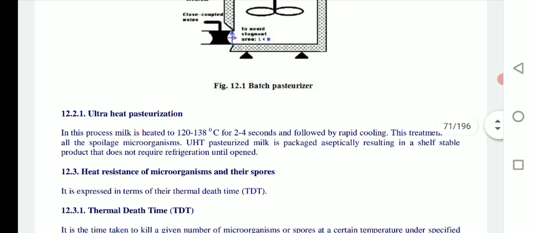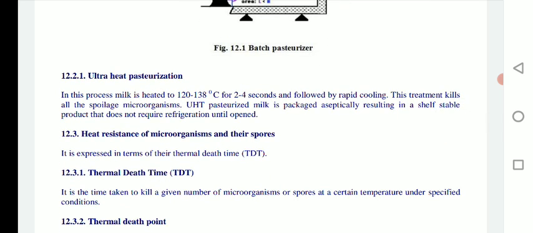Now we see ultra high temperature pasteurization. In this process, milk is heated at 120 to 138 degrees Celsius for 2 to 4 seconds, followed by rapid cooling. This is how pasteurization is achieved, retaining the original quality of milk. So it is again a time temperature combination, a high temperature for a shorter time and rapid cooling. This combination achieves greater efficiency of pasteurization, as well as retaining the quality or nutritional condition of the food.